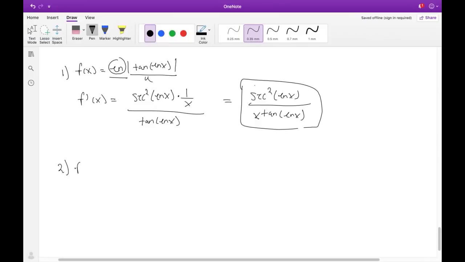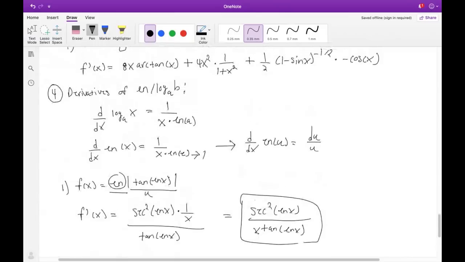Okay, I'll go over this one with the log example. So log base 4 of x to the 4th e to the x. And I forgot to add this, but basically you could also write this as du over u times ln of a.